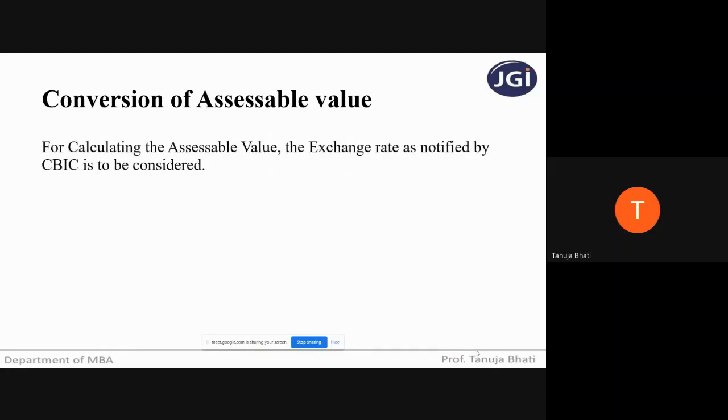Before we move ahead to the problems, let us quickly revise what aspects are needed in order to calculate the value of imported goods on which we have to levy the customs duty. The assessable value needs to be converted into Indian rupees. Now what exchange rate are you going to use? You're going to use the exchange rate as notified by CBIC, that is the Central Board of Indirect Taxes and Customs. This is just a revision.